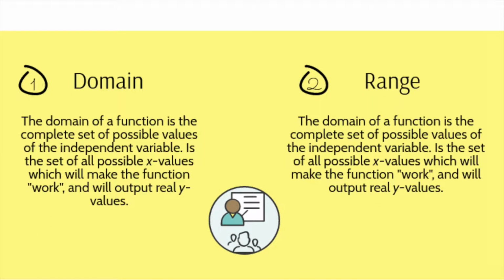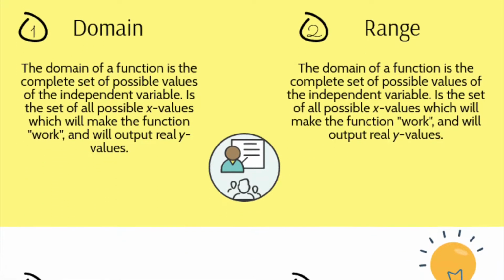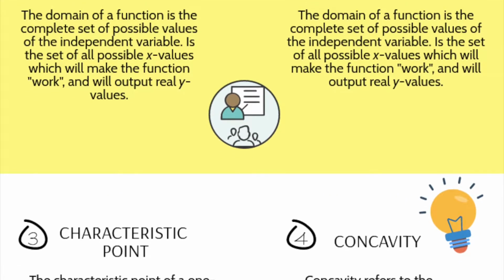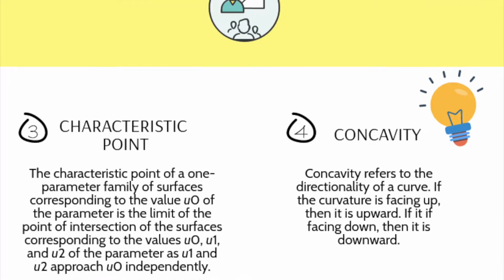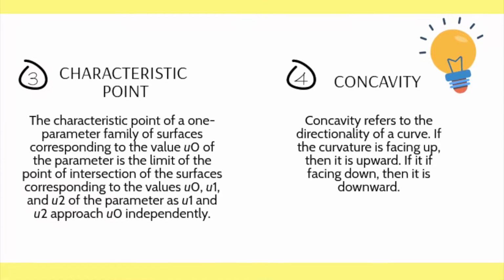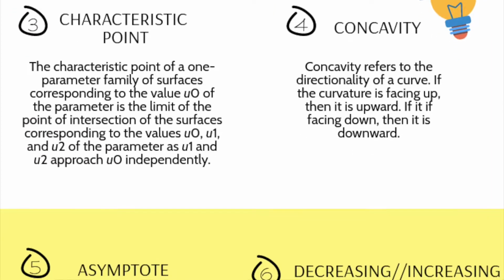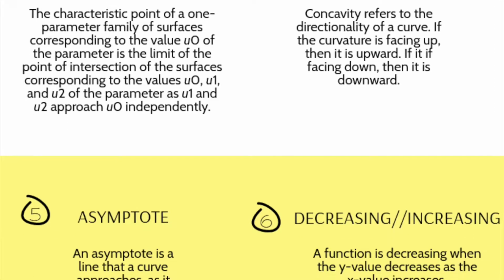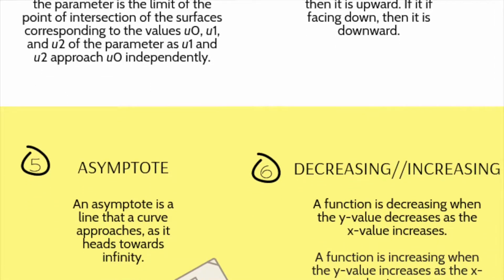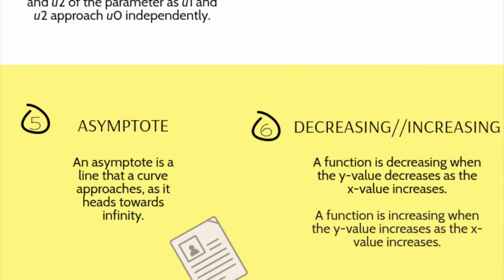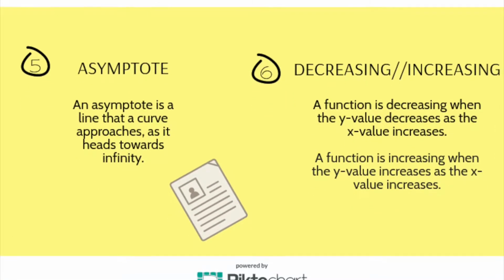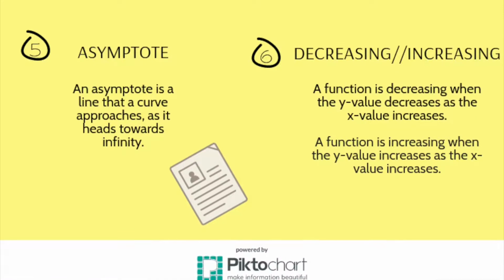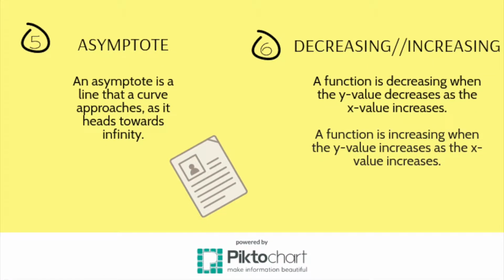The domain of a function is the complete set of possible values of the independent variable. It's the set of all possible x values which will make the function work and will output real y values. Concavity refers to the directionality of a curve. If the curvature is facing up, then it's upwards. If it's facing down, then it's downwards. An asymptote is a line that a curve approaches as it heads towards infinity.